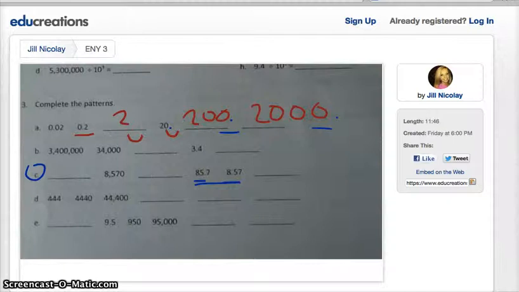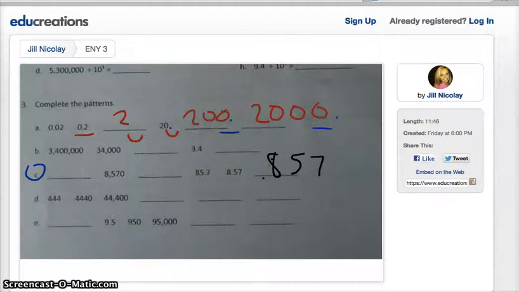The decimal point was between the 5 and the 7, and now it is between the 8 and the 5. So it has been moving 1 to the left. So if we move this one more to the left, it would give me 857 thousandths.